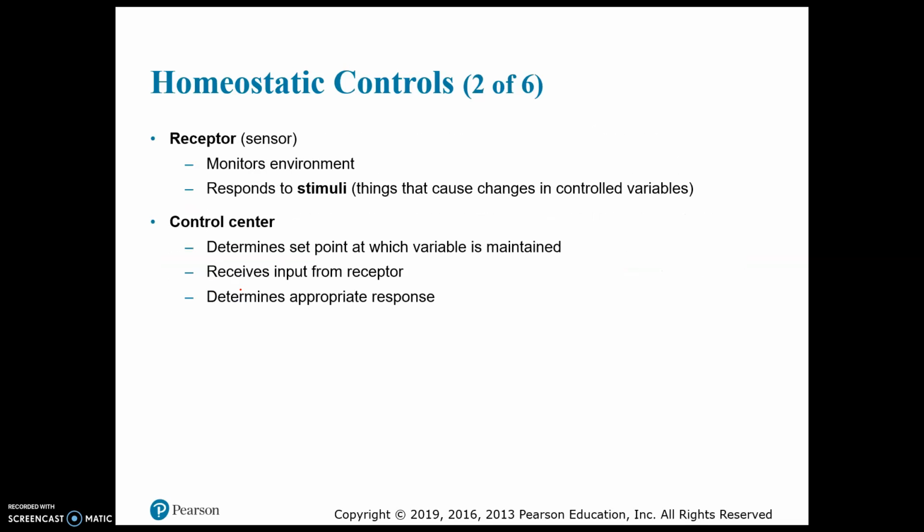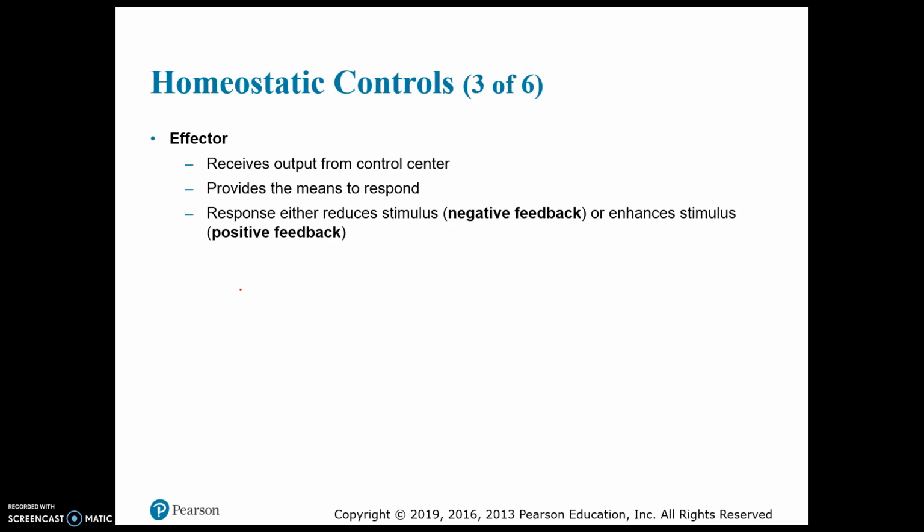The receptor is the sensor. The receptor is what monitors the environment and responds to the stimuli. The control center receives that information and determines the appropriate response. The effector receives output from the control center. The control center basically tells it what to do, and it provides the response.